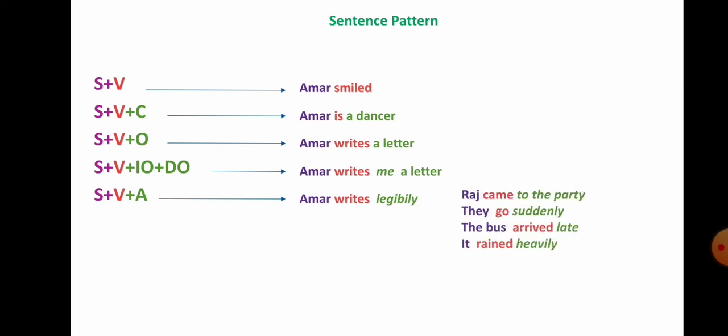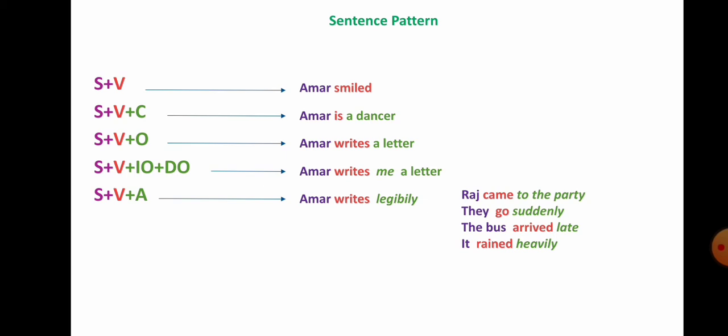Let's see some more examples. Raj came to the party. Subject, verb and adjunct. SVA. They go suddenly. The bus arrived late. It rained heavily. So almost all the adverbs are adjuncts.